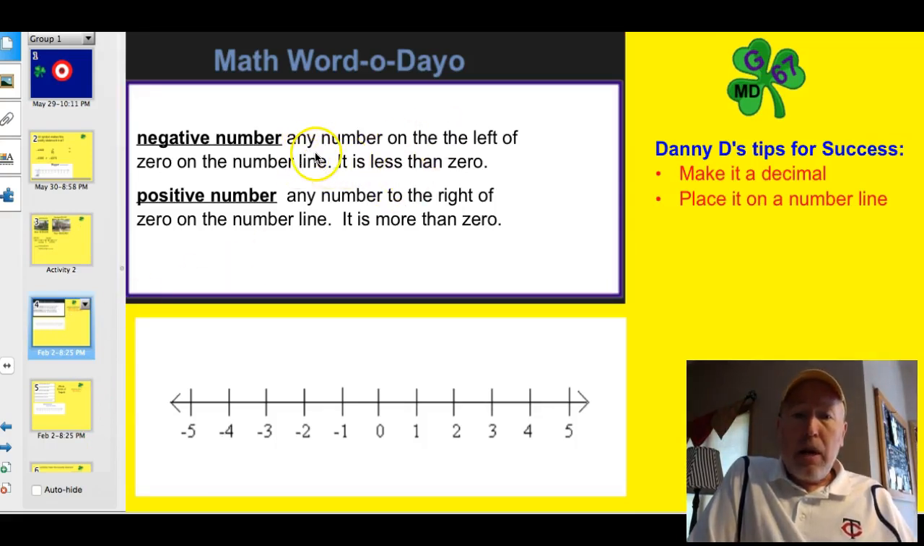It's a negative number, and this is any number that falls to the left of 0. And I've said that a number of times in a number of videos, and it's worth repeating. And a positive number is anything to the right of 0 on the number line.